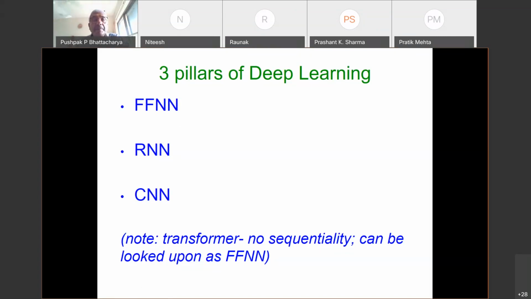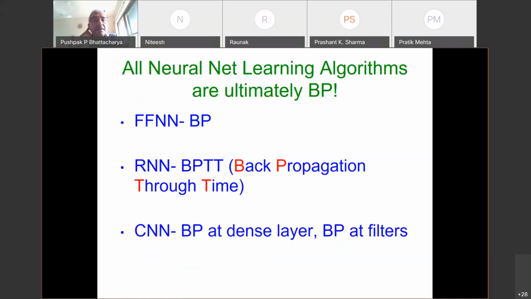Okay, so backpropagation is indeed the foundational idea which is used everywhere. So feed-forward neural network uses backpropagation. Recurrent neural network also uses backpropagation. This is called backpropagation through time because the same network evolves over the whole sequence, looking at all the words or all the tokens one after the other.